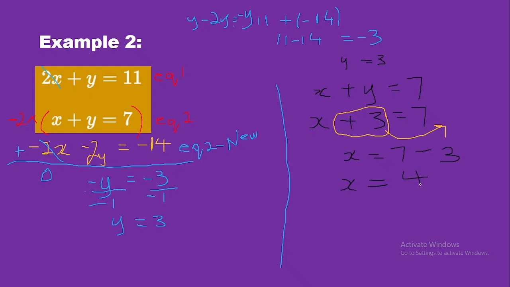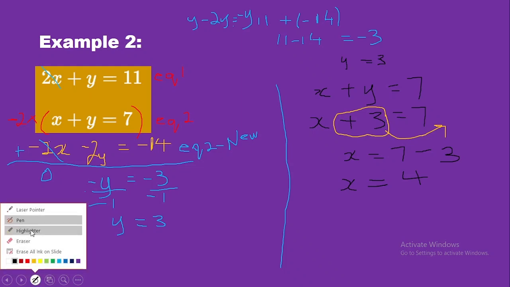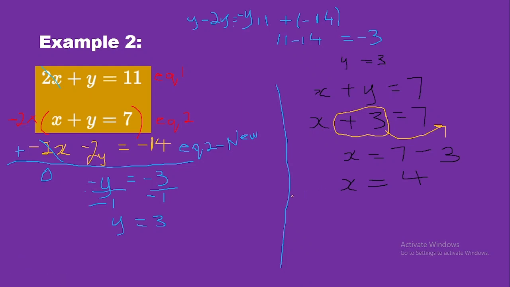Alright, so now that is out, we can have our two equations, so we can test it. So if x is 4, 4 plus 3 is 7. That's true. Let's try our answers to see if equation 1 will be true. So let's change the color for our pen and plug our answer in equation 1 just to see if our answer works right there.